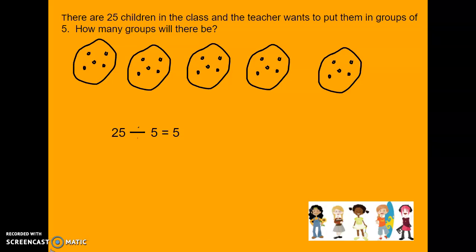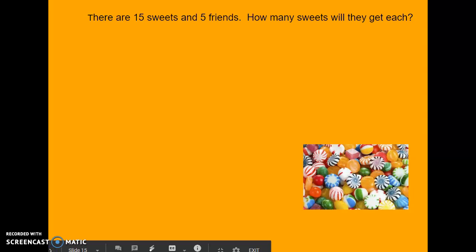Now it is your turn to have a little go. I'm going to read this question, and what I want you to do is then pause the video and have a go at working it out in your book. So this is a practice. So there are 15 sweets and 5 children. How many sweets will they each get? So think about it. Think about what's important. What do you need to draw? Is it a grouping problem or is it a sharing problem?